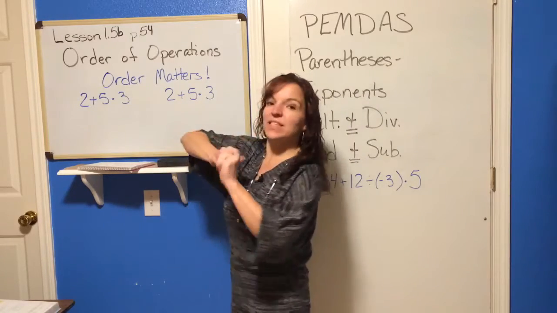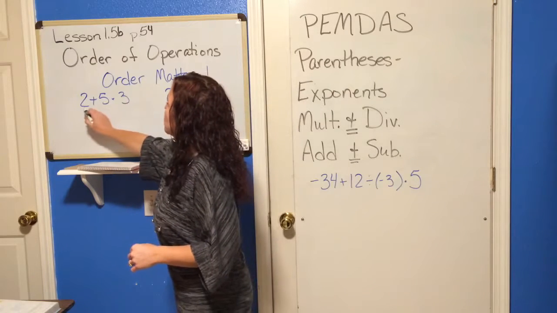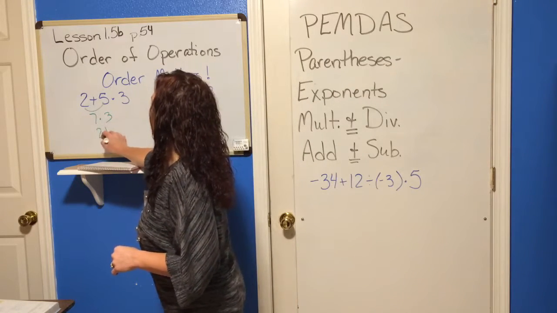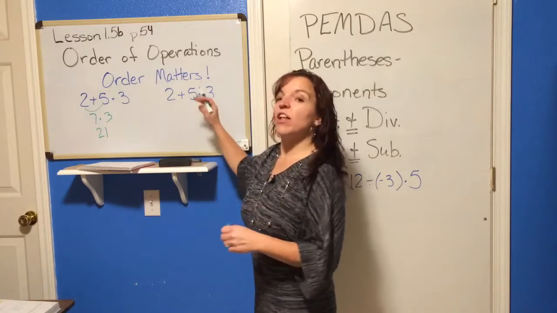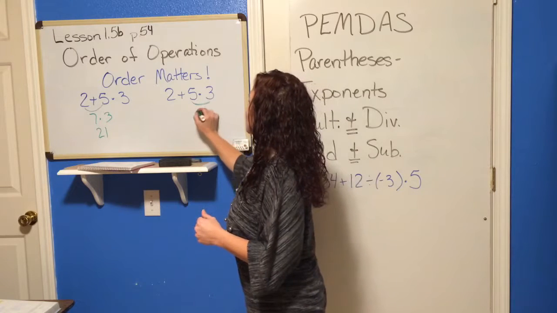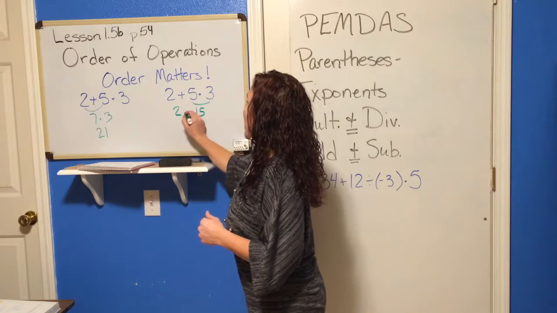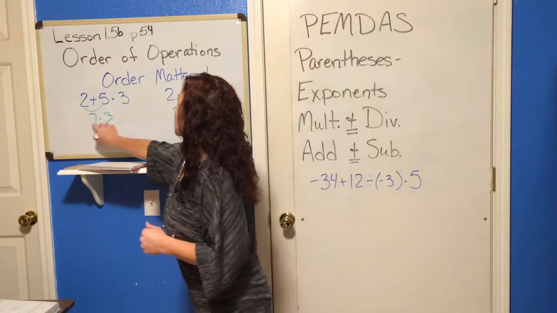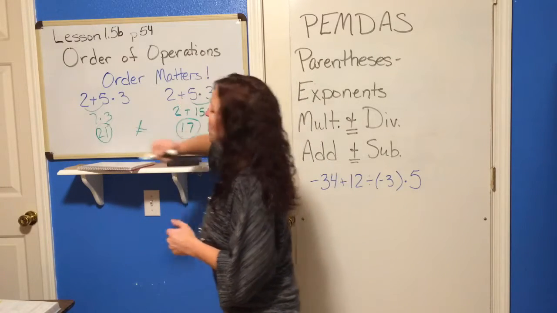If you'll look here in this example, just to prove it to you, 2 plus 5 is 7, 7 times 3 is 21. But if I follow the order of operations, which says multiplication comes first, 5 times 3 is 15, and if I add 2 plus 15, I get 17. Those two answers are not equal.